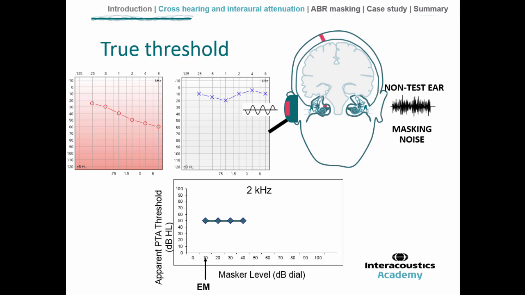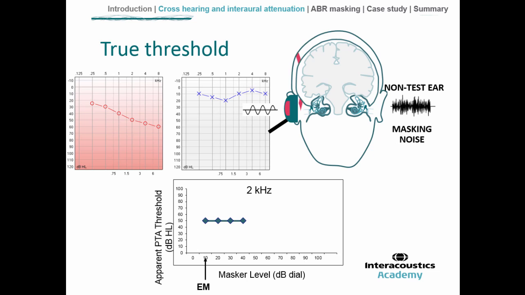But when we get to 2 kilohertz, we can see that there is a risk, in fact. So the threshold at 2 kilohertz was 50 on the right, but it was only 10 on the left. So it's possible that the threshold as we record it on the right here was actually a shadow of the left. So we decide to mask.